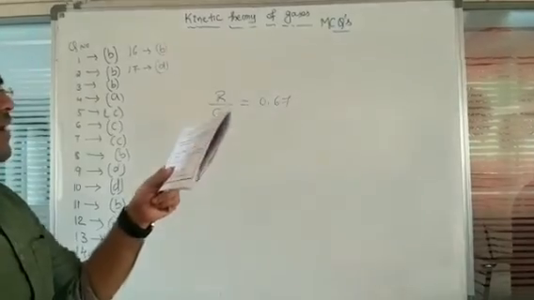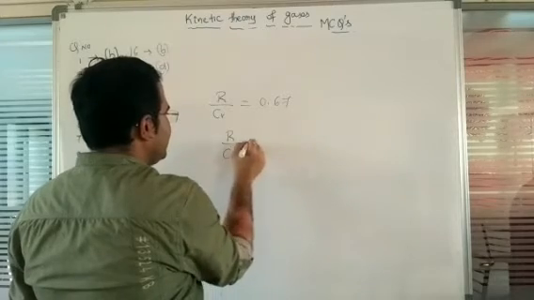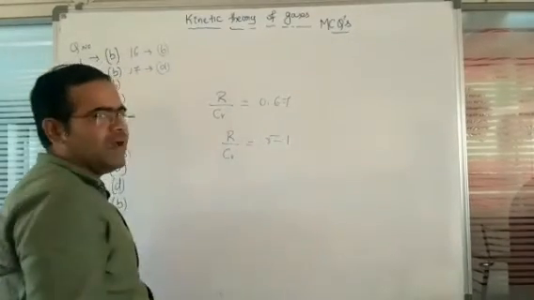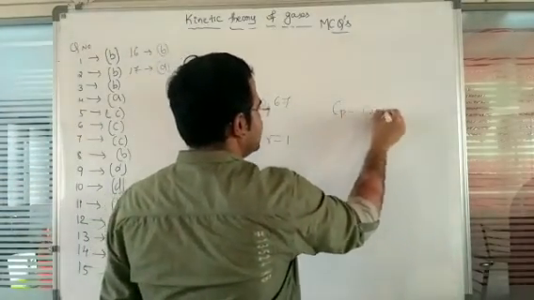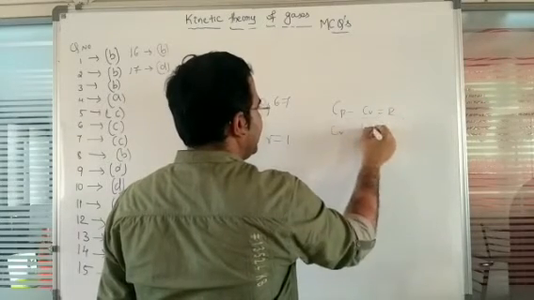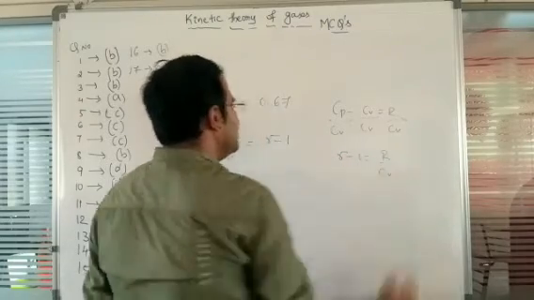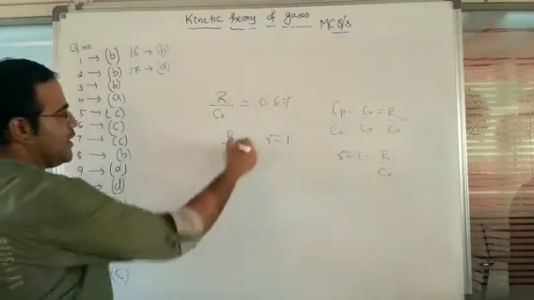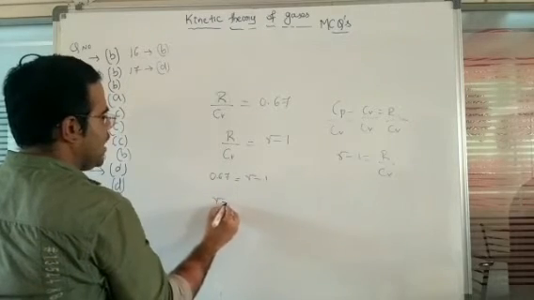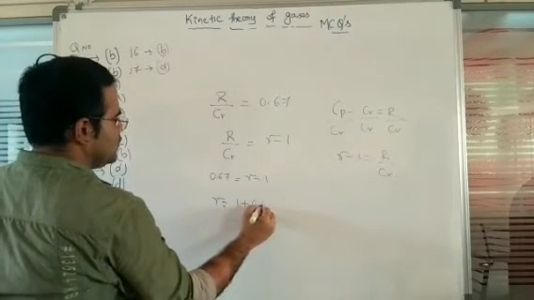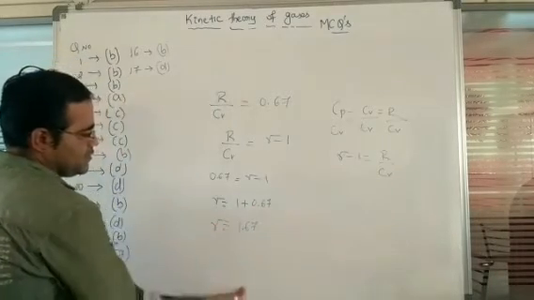Now we have to identify what kind of gas it is. In order to identify, R divided by Cv is equal to gamma minus 1. The general equation we obtained previously, Cp minus Cv is equal to R, dividing it by Cv, we can write gamma minus 1 is equal to R divided by Cv. Now R divided by Cv is 0.67, which is equal to gamma minus 1. So gamma is equal to 1 plus 0.67. So this implies gamma is equal to 1.67.